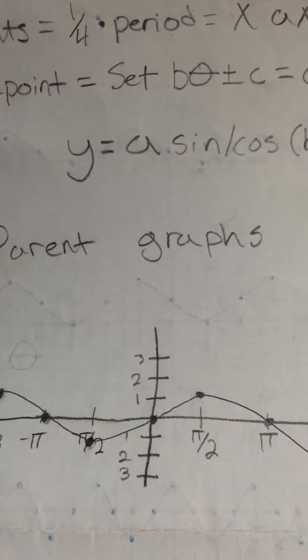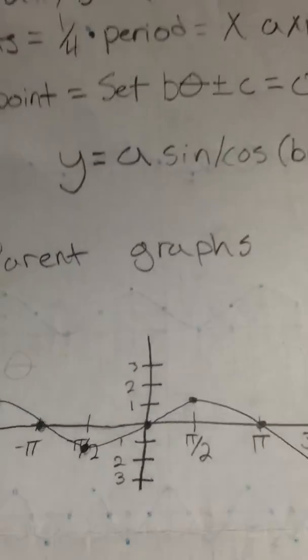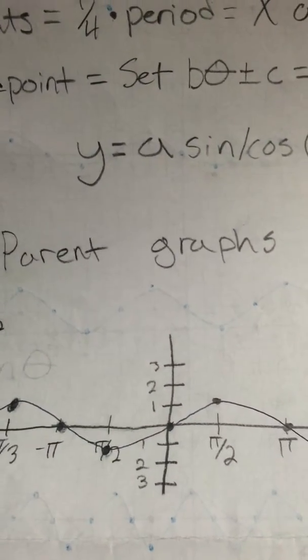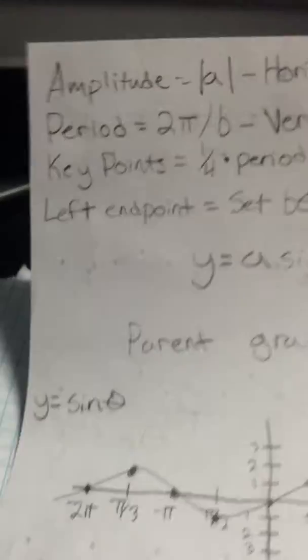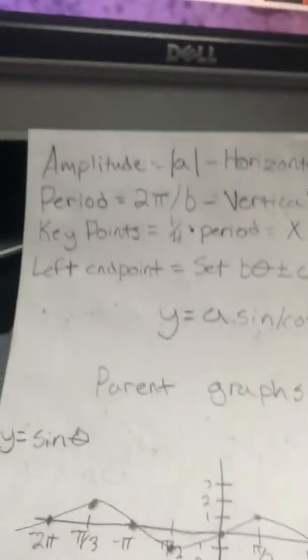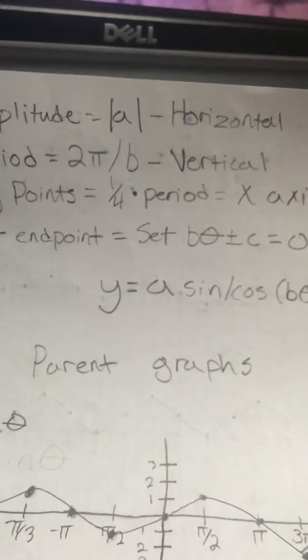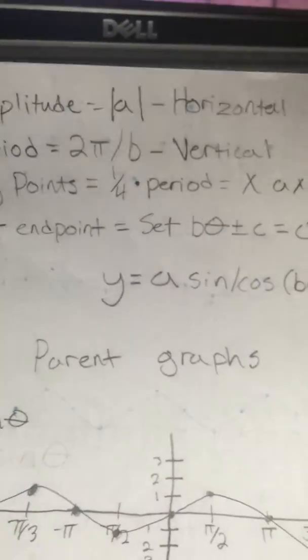So for vertical stretch and shrink, you will just see this part. You won't even see all this other stuff. Anyways, the amplitude is the a in the equation, and that determines your vertical change. The period, to find that, is 2 pi divided by b, which changes the horizontal, sorry.